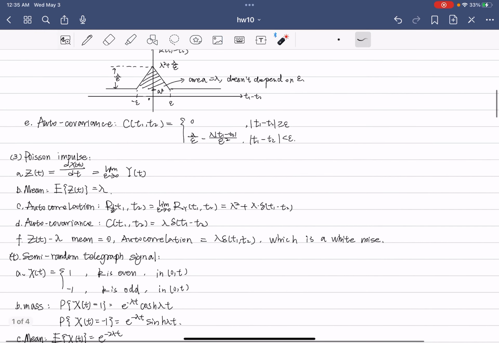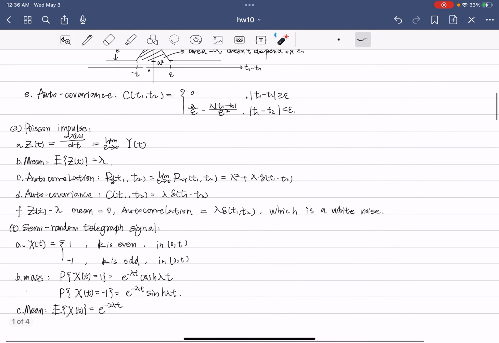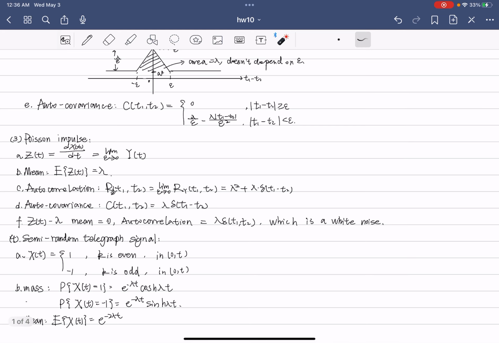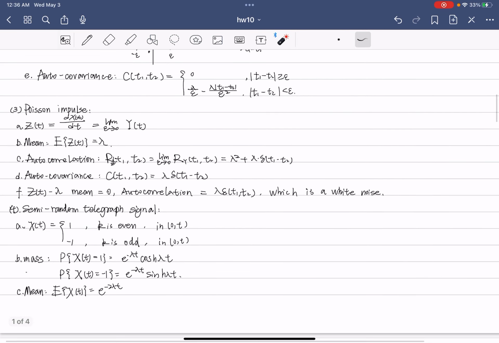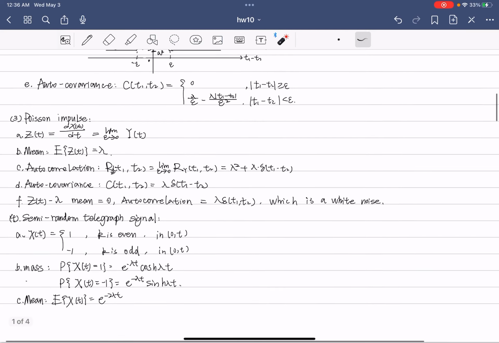We can use Z(t) minus lambda. We can find the mean equals 0, and the autocorrelation equals lambda times delta(t1 minus t2), which is white noise.